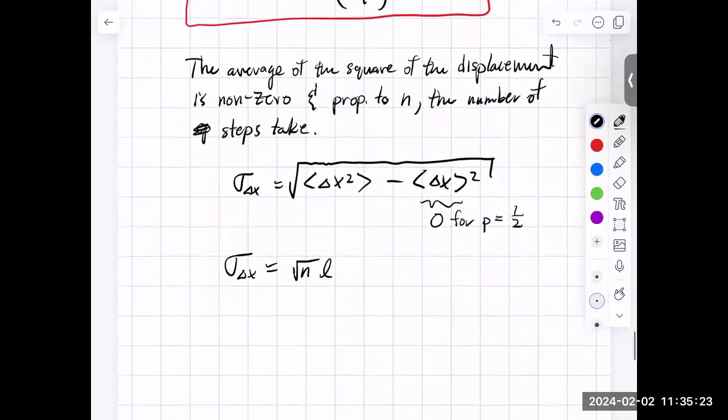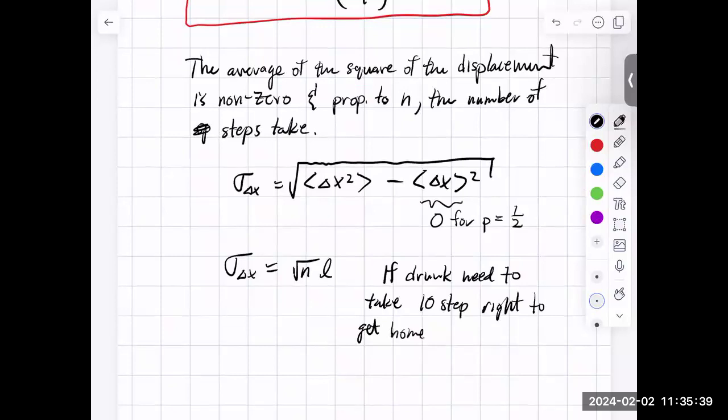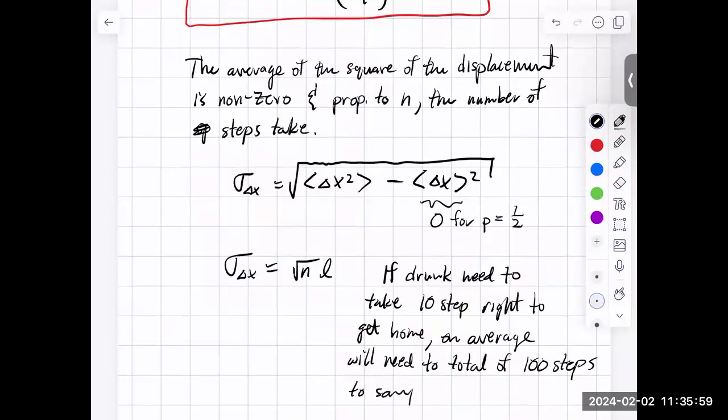So if the drunk needs to take, say, 10 steps to get home, on average, we'll need a total of 100 steps to sample the required space.